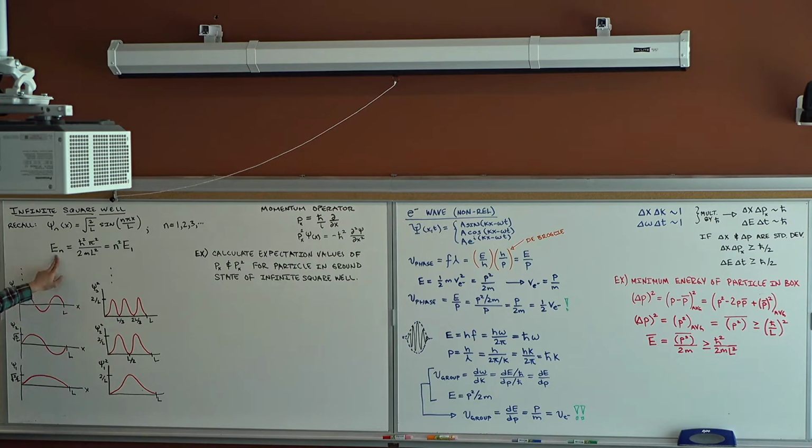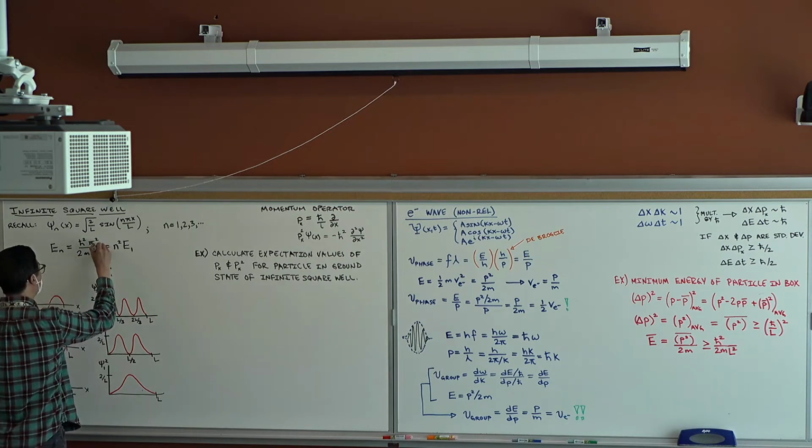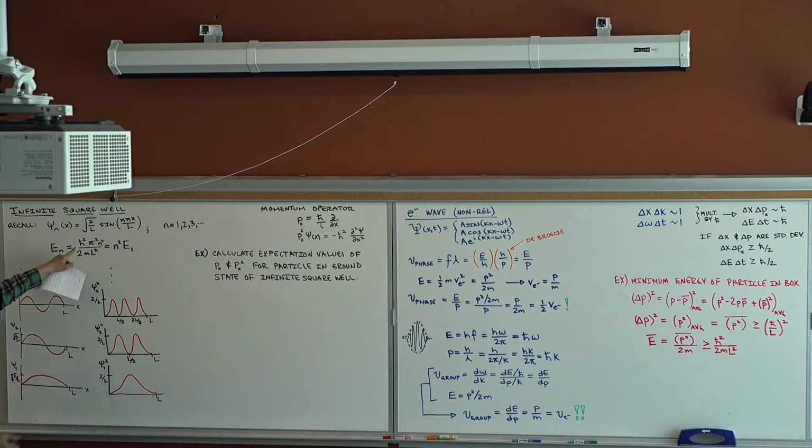We also have the quantized energy levels, E sub n, equals h bar squared pi squared n squared over 2mL squared, which goes as n squared times E1.